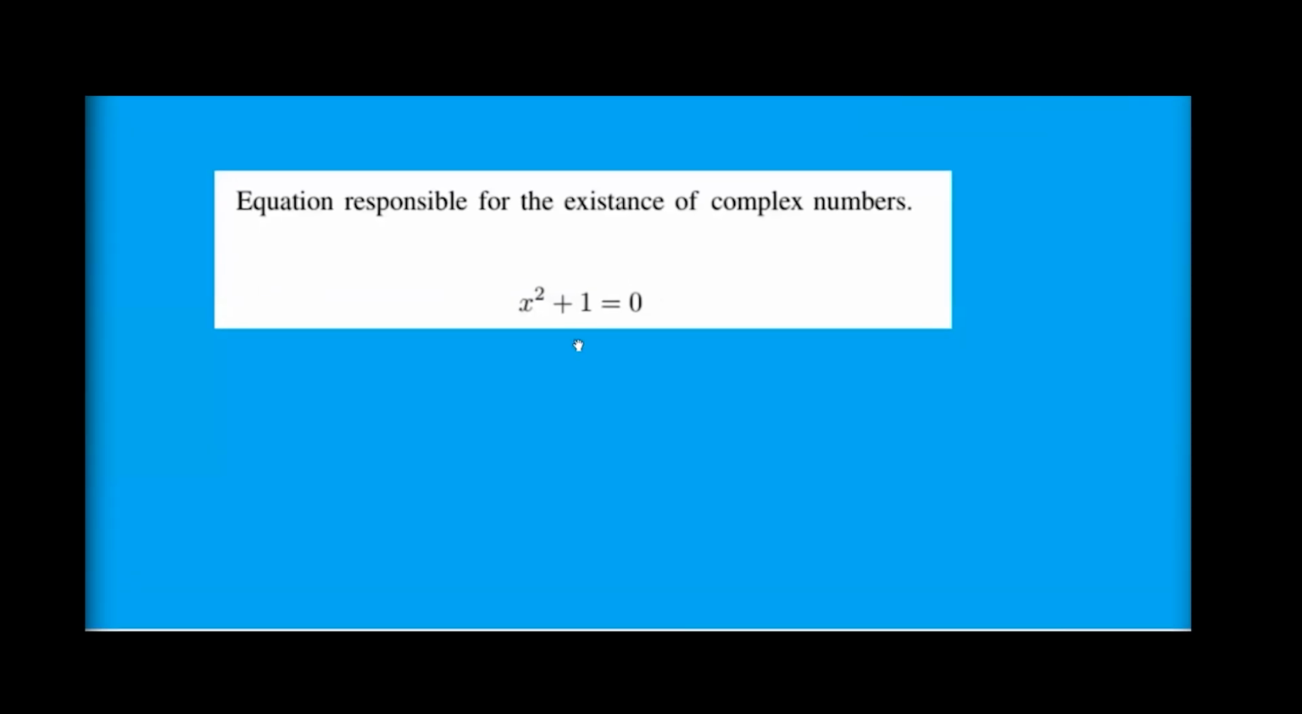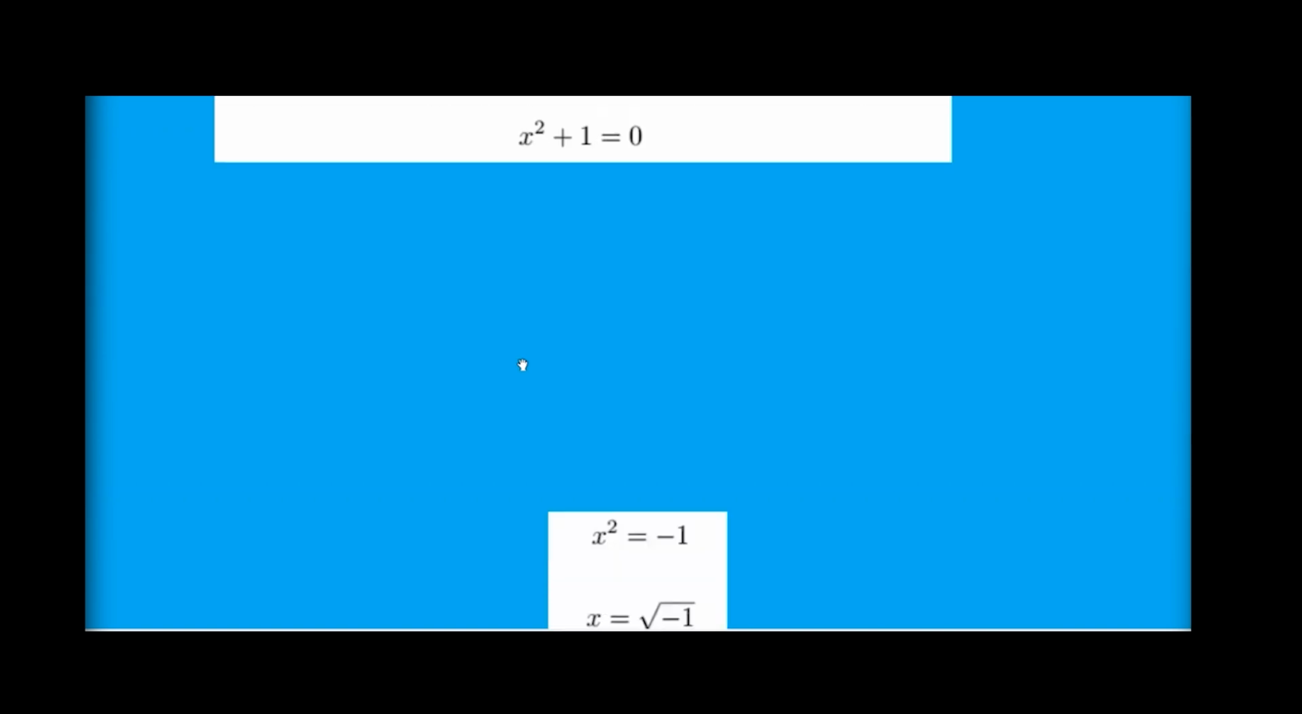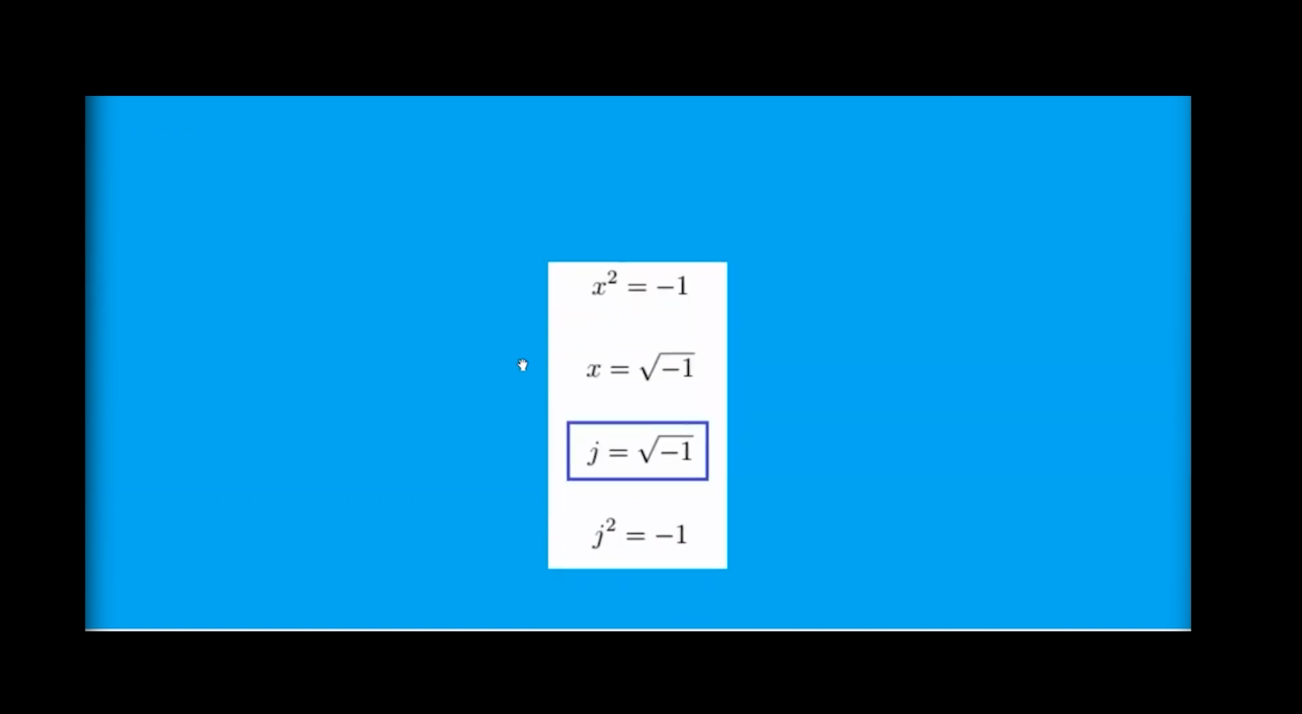This is the equation responsible for the existence of complex numbers. For many years, scientists were unable to find a solution to this equation. Then the famous scientist Gauss proposed the idea that we should consider an imaginary number solution, since a real number solution is not possible. So, what is the solution of this equation x squared plus 1 equals 0?